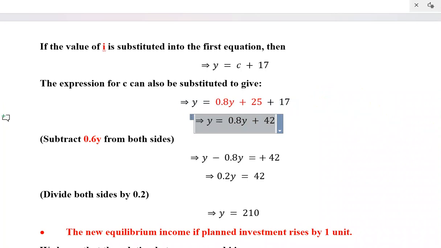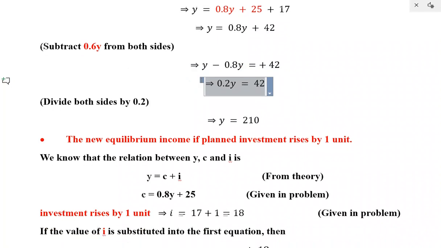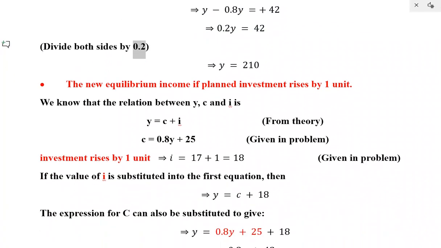So Y equals 0.8Y plus 42. Subtract 0.8Y from both sides. This implies Y minus 0.8Y equals 42, which implies 0.2Y equals 42. Divide both sides by 0.2, which implies Y equals 210.